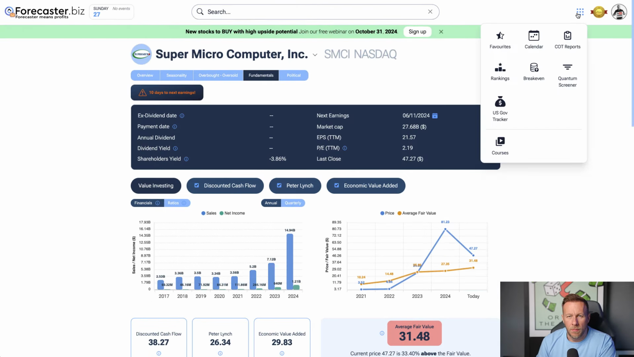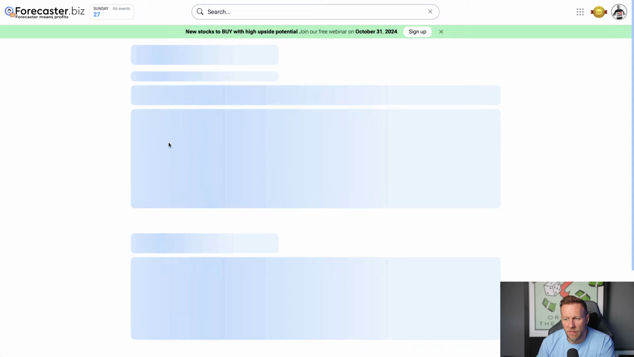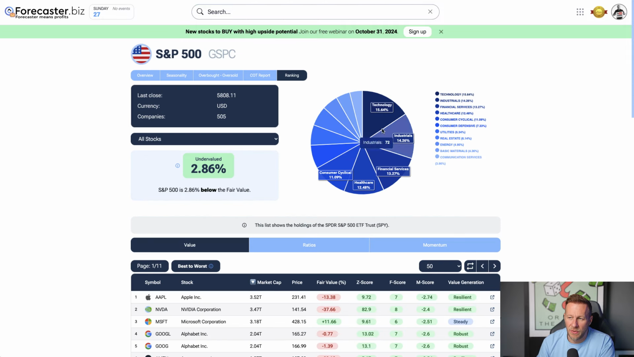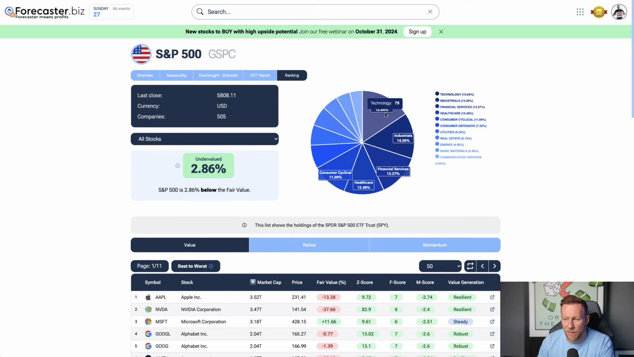Now, one of the best tools, in my opinion, on here is the rankings. And the reason being is, if we just go to the S&P 500, you get this really nice chart where you can see how the allocations of that index fund are made up through different sectors and different assets. So 15.64% of the S&P 500 is made up of technology sector based companies, et cetera. And you can see how it's made up. It takes into consideration all 505 of the companies in the S&P 500.